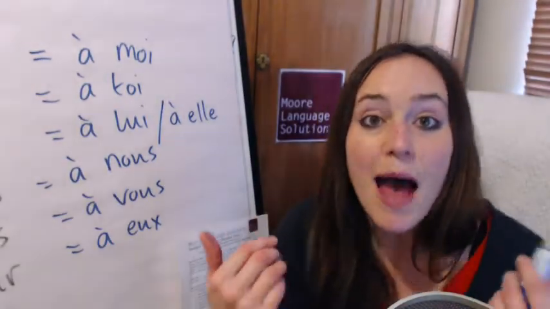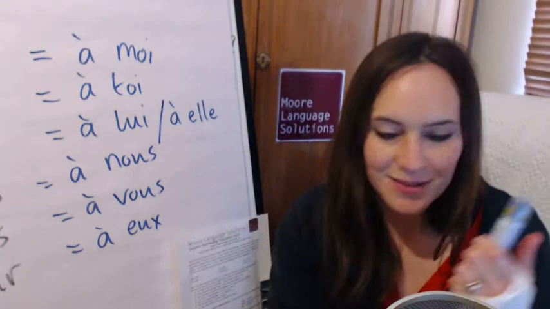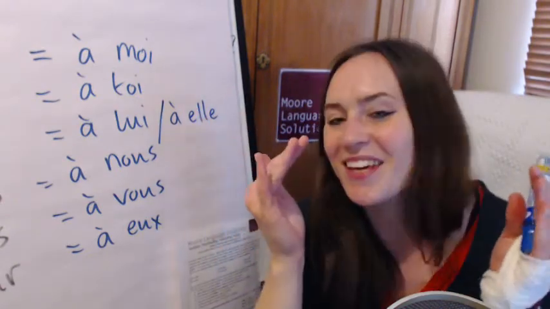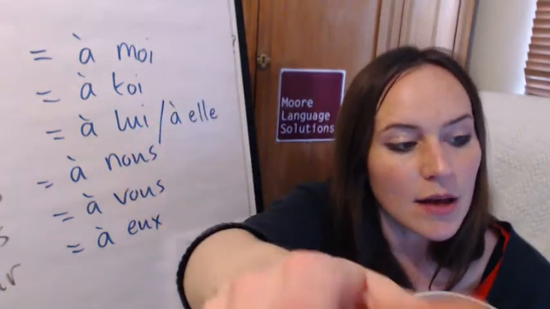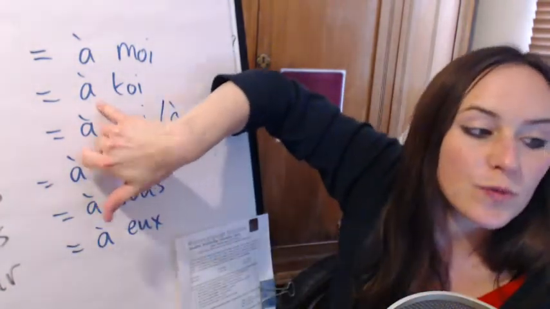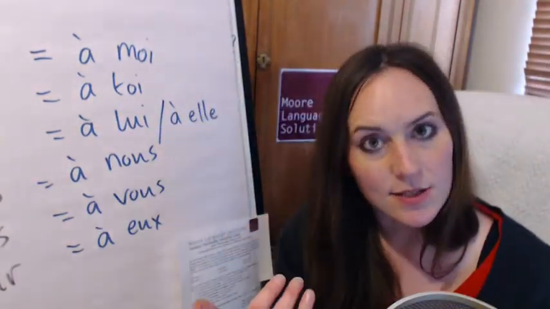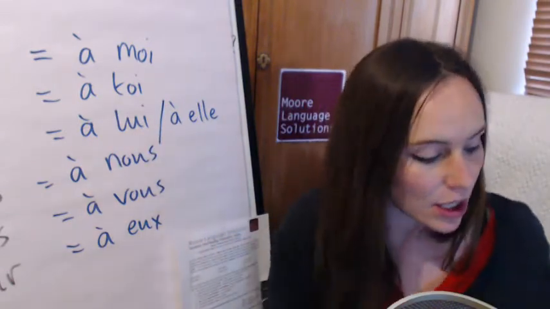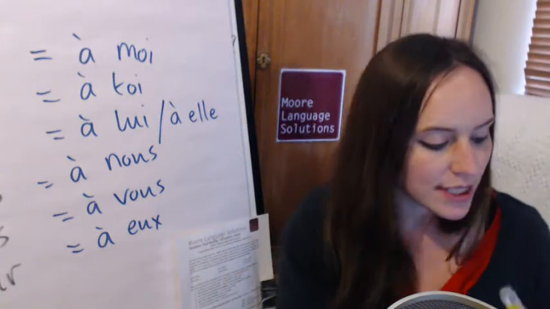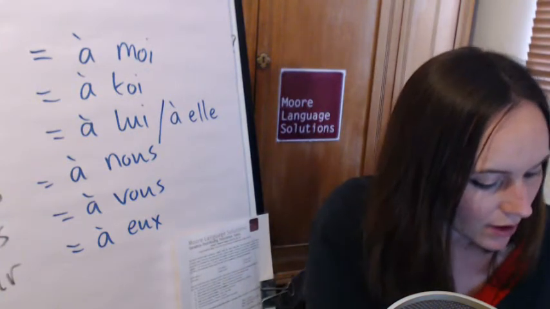J'explique le problème à toi. Everything's too small, I keep hitting everything. J'explique le problème à toi. I'm explaining the problem to you. So if I want to say that sentence without saying à toi, I can say je t'explique le problème. Okay, I'll do that right now.